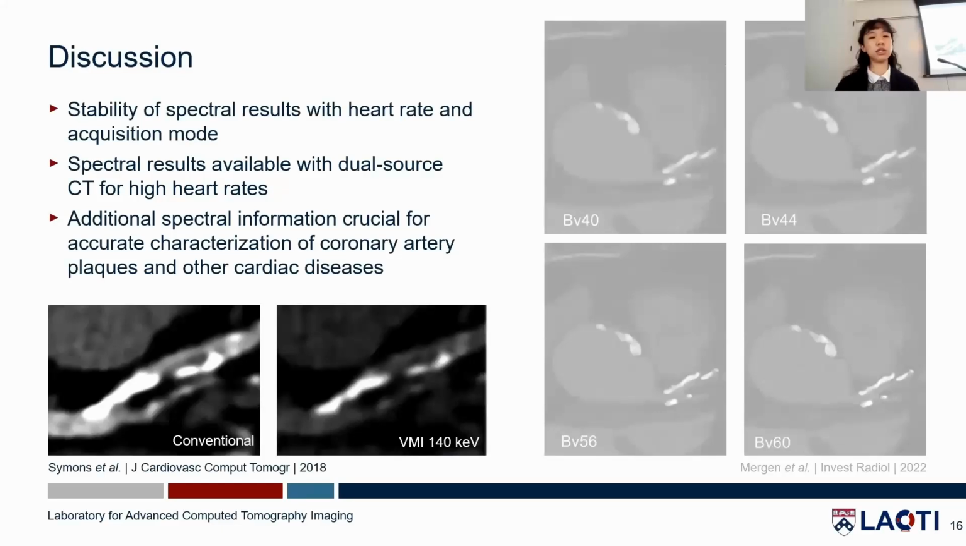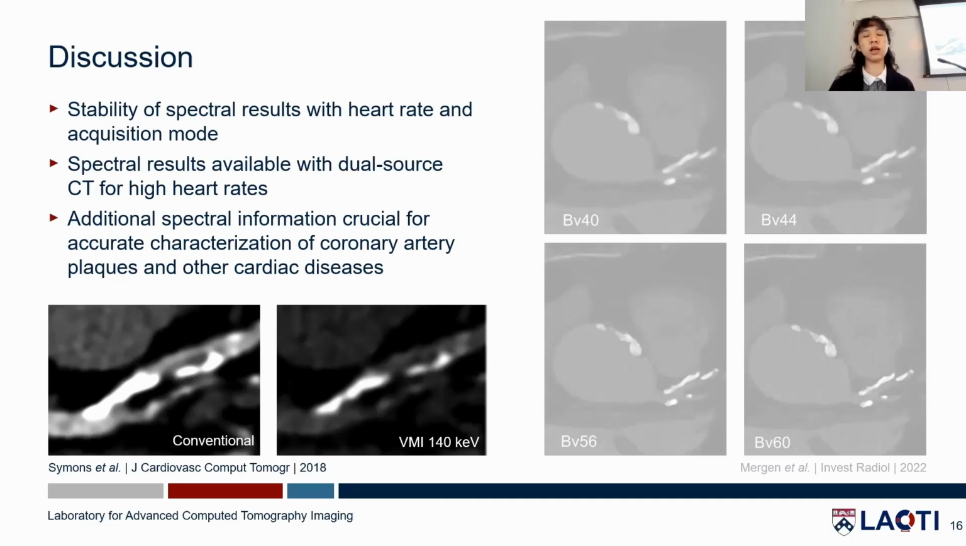So in conclusion, we demonstrated that the spectral results for dual source photon counting CT are stable with heart rate and acquisition mode. These spectral results are available now with dual source photon counting CT, and this should be incredibly helpful for patients with higher heart rates.